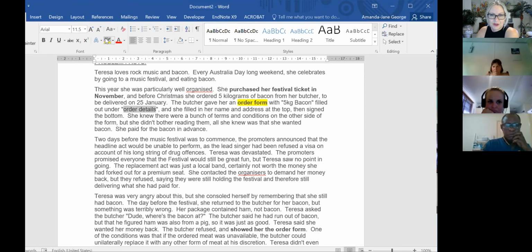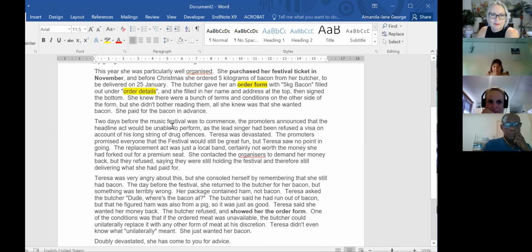Okay, so filled out bacon under the order details. Fill in her name and address, signed the bottom. She didn't bother reading the T's and C's. I mean, that happens to the best of us. Okay, all she knew is she wanted the bacon.